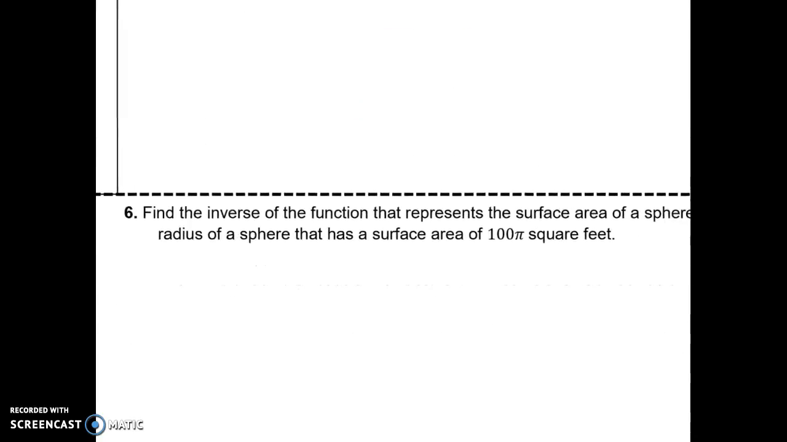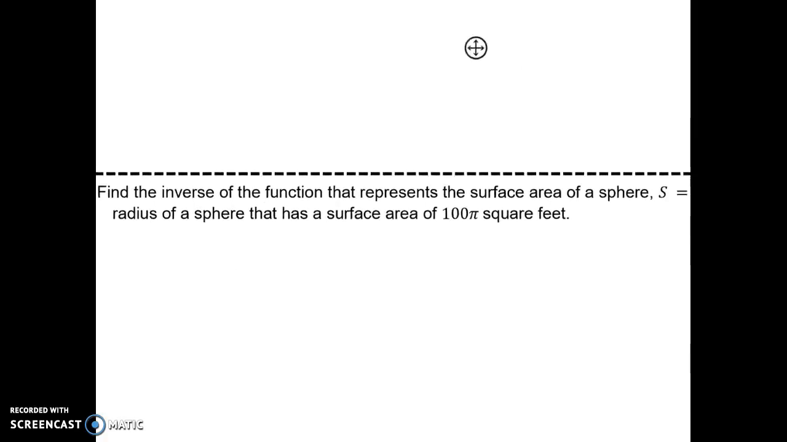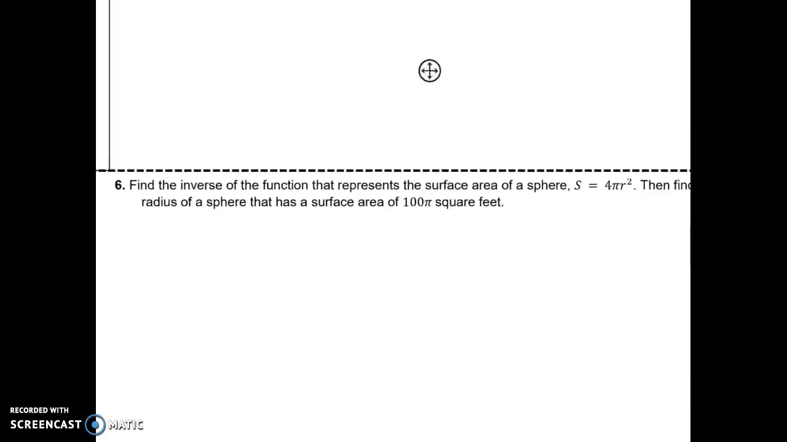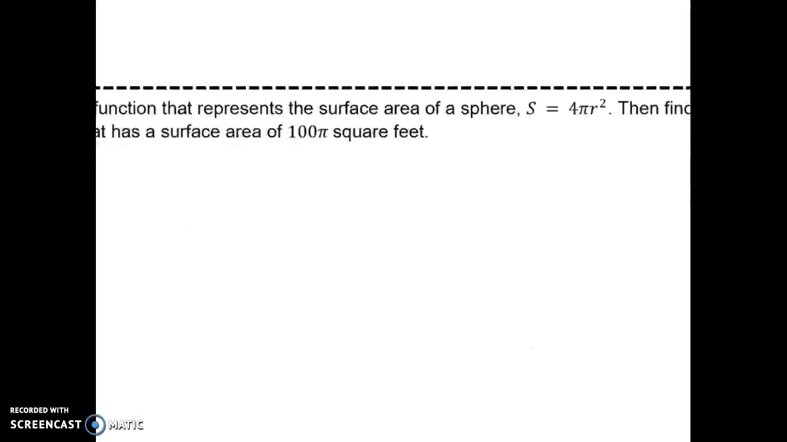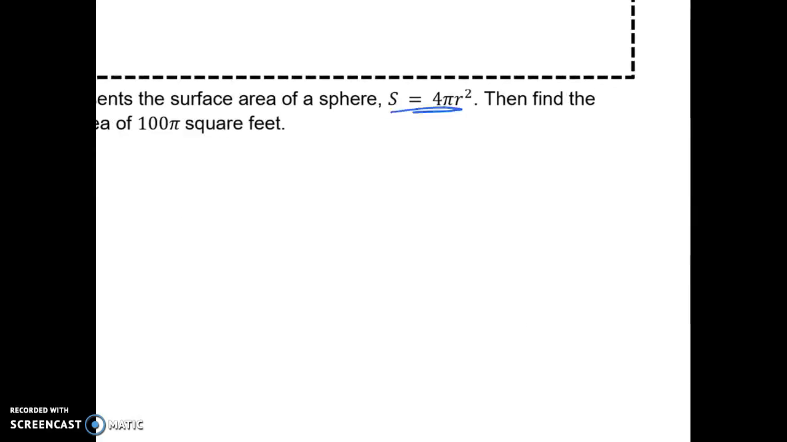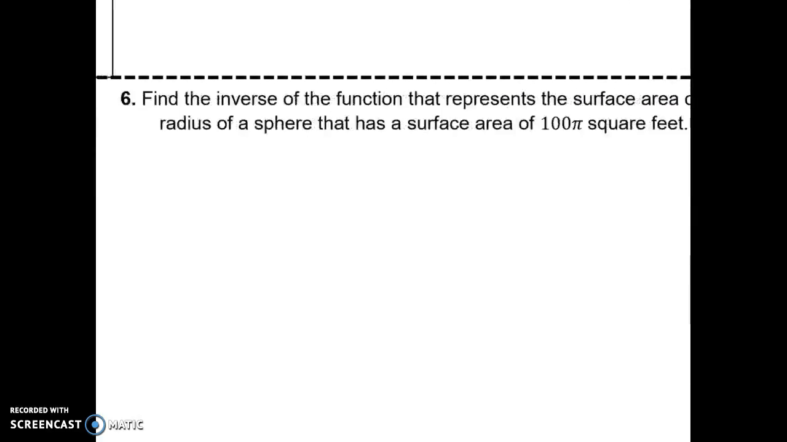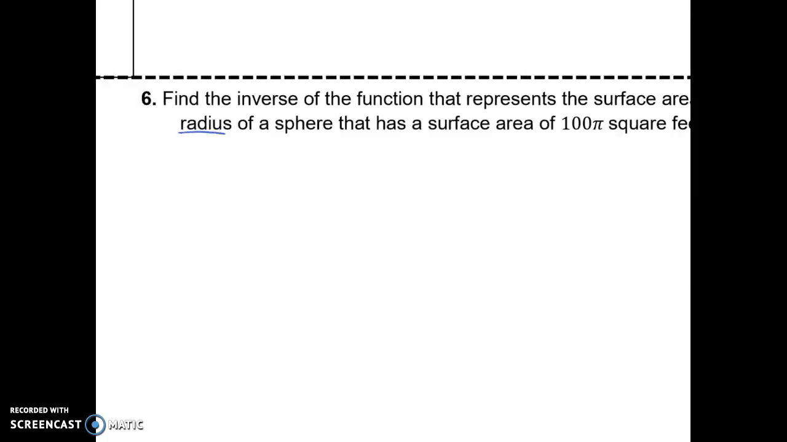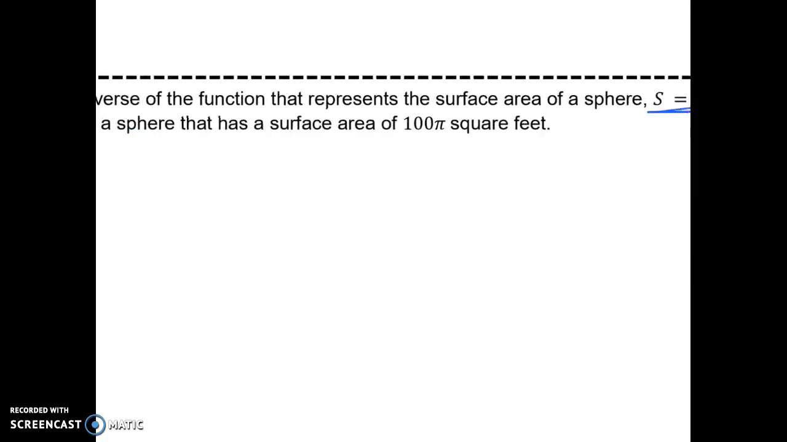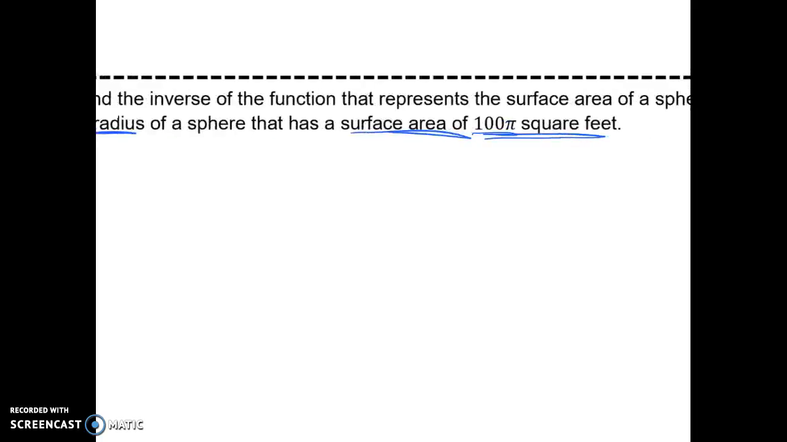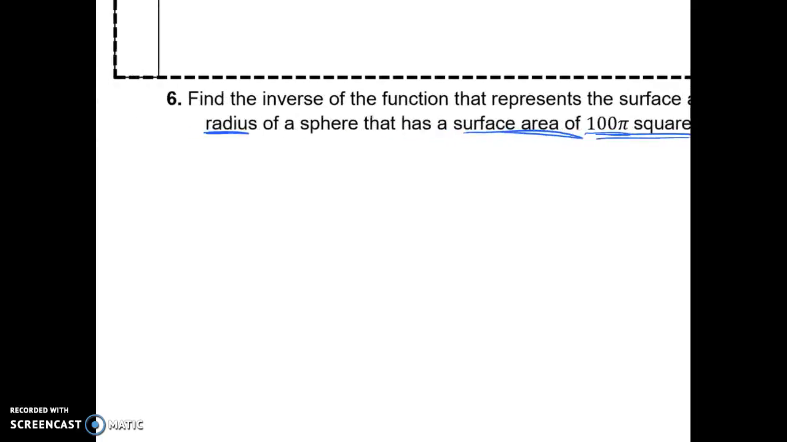And now I'm going to do number 6 with you. It says find the inverse of the function that represents the surface area of a sphere. Then find the radius of the sphere that has the surface area of 100 square feet. So let's write down the equation. It's S equals 4 pi r squared.